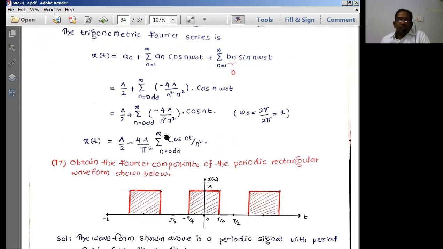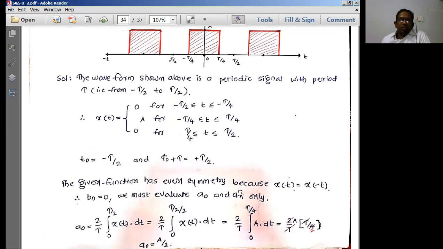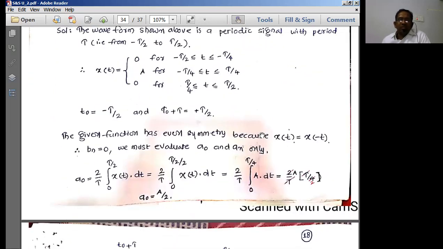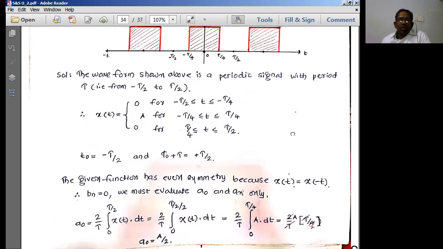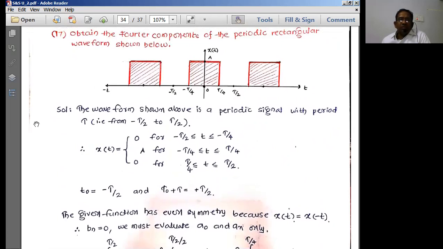So therefore, you should be careful about this a naught here. That's it. And the rest of the problems you can do very easily because we follow similar grounds. Now I'll just explain how to represent this particular signal mathematically.